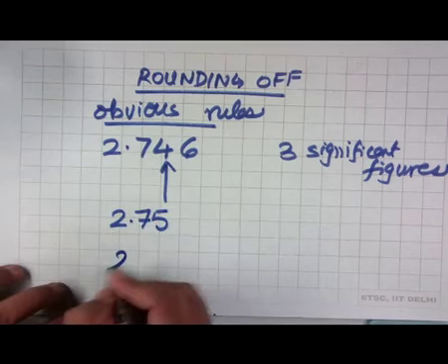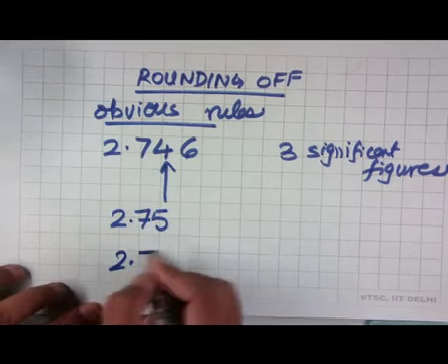Similarly, if you have a number 2.743 and once again you want to round it up to 3 significant figures, then you will realize that up to 3 significant figures, the rounded up number will be written as 2.74.